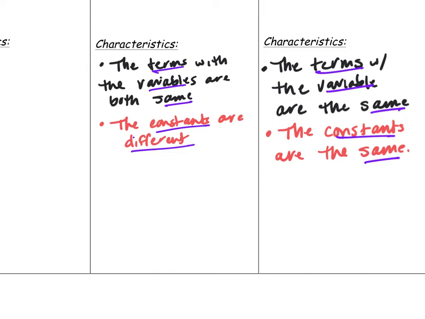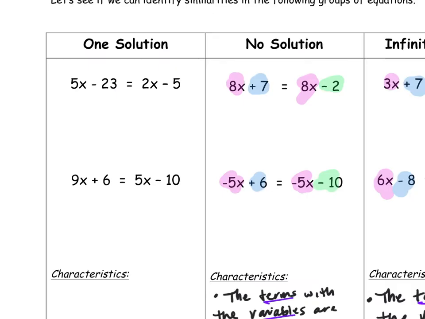Now let's go on and look at what we see comparatively to what we've talked about here for the one solution examples. So let's look at the term with the variables. I see 5x, and when I look on the other side, oh, this is a different term. In our other two examples, both of the terms with the variables were the same. In this case, I have 5x and 2x. And now let's look at the constants. Maybe they're the same. If I look at this first constant, it's negative 23. And if I look at the second constant, it's negative 5. So every part is different.